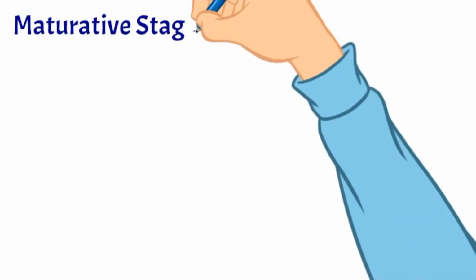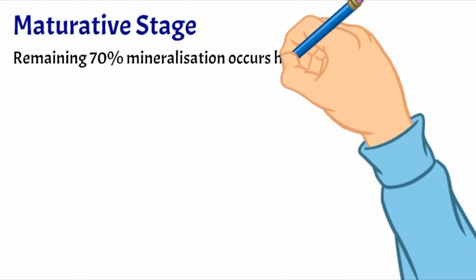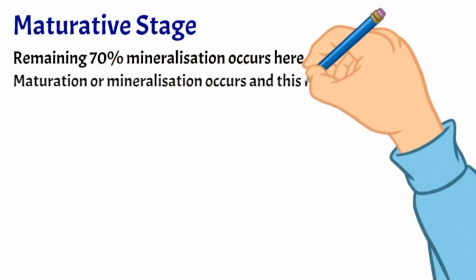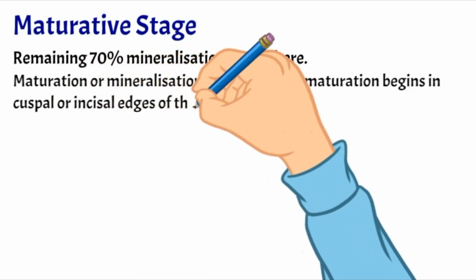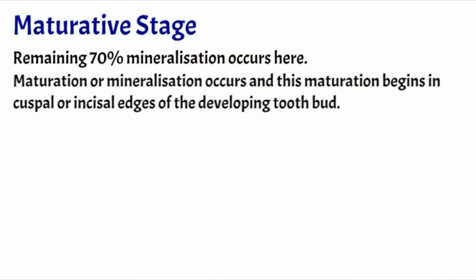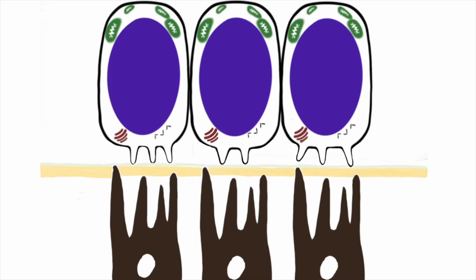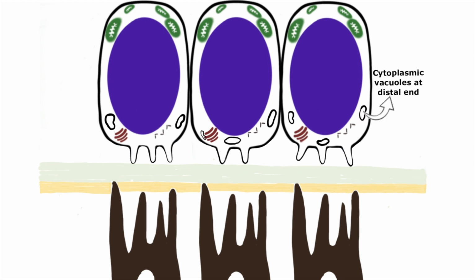Next up, we have the maturative stage. The remaining 70% mineralization occurs here. Here, maturation or mineralization of enamel matrix occurs, and this maturation begins in cuspal or incisal edges of the developing tooth bud. The ameloblasts retain the same configuration of organelles, but they come in close contact with the formed enamel. Microvilli are seen at the distal aspect of ameloblasts. Cytoplasmic vacuoles are also seen at the distal end.